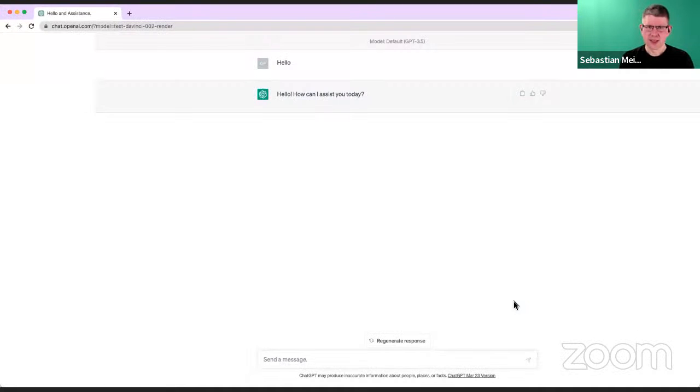Not quite that far. ChatGPT is a language model. And actually, why don't we ask ChatGPT itself what ChatGPT is? Let's see if I can manage to share my screen here. What are you?